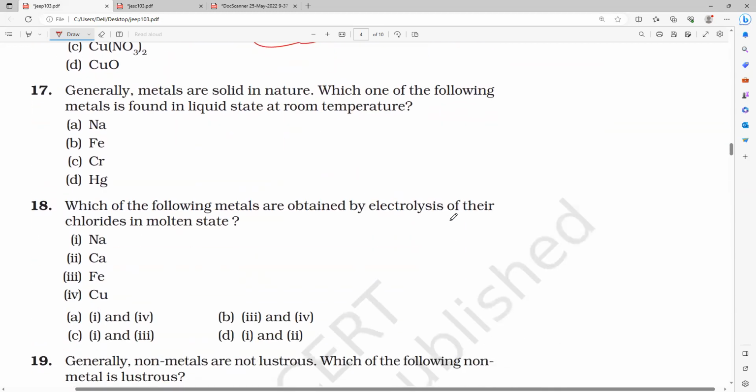Next, generally metals are solid in nature. Which of the following metals is found in liquid state at room temperature? What is that?